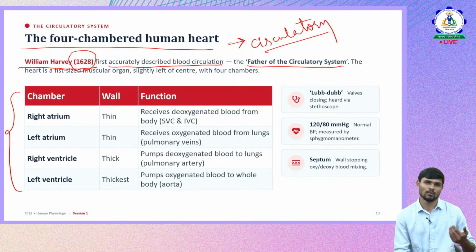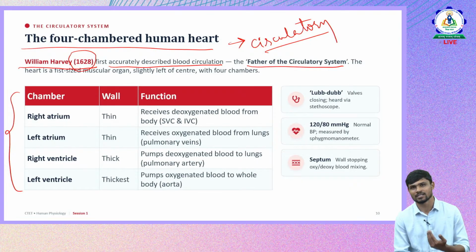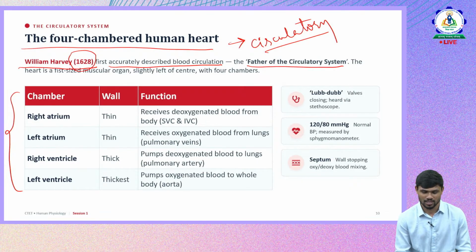What about the left side of the heart and the right side of the heart? What about the names of the top two chambers and the bottom chambers? What kind of blood will be received by the left side? What kind of blood will be received by the right side? All these. So always remember.